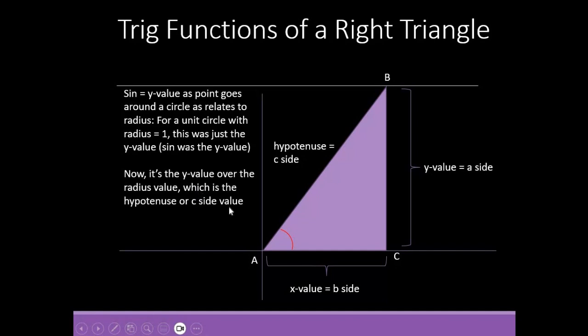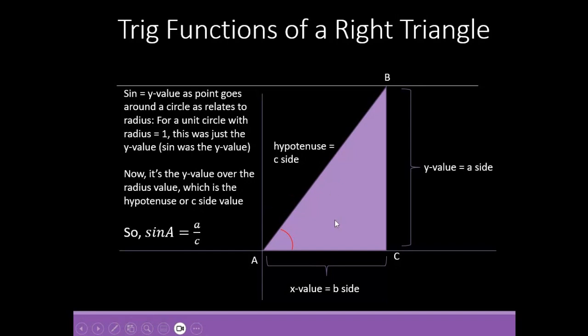So now we're going to have to figure this out. Sine is going to have a value over the radius, which is this C side. So sine of A, this angle here, is going to be the y value over the C side.